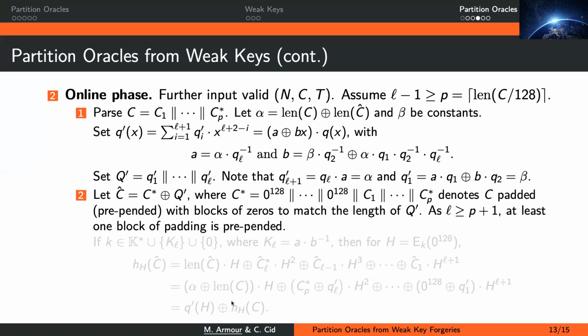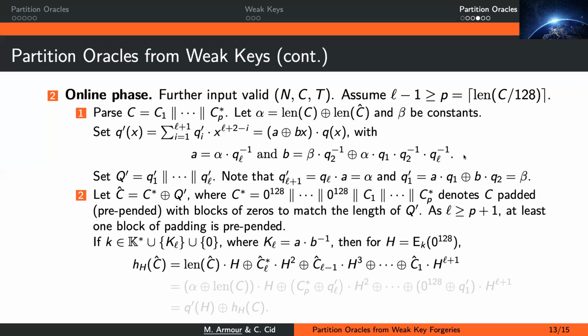So now C hat, the splitting ciphertext, is going to be the XOR between C star and Q prime, where C star is really just the ciphertext that's been zero padded to meet the same length as Q prime. Okay, and we've specified that L has a certain length so that Q prime is longer than C star.